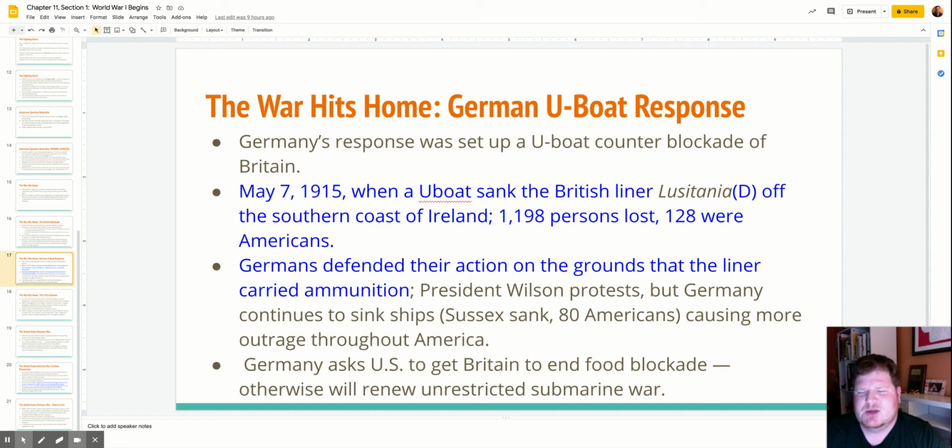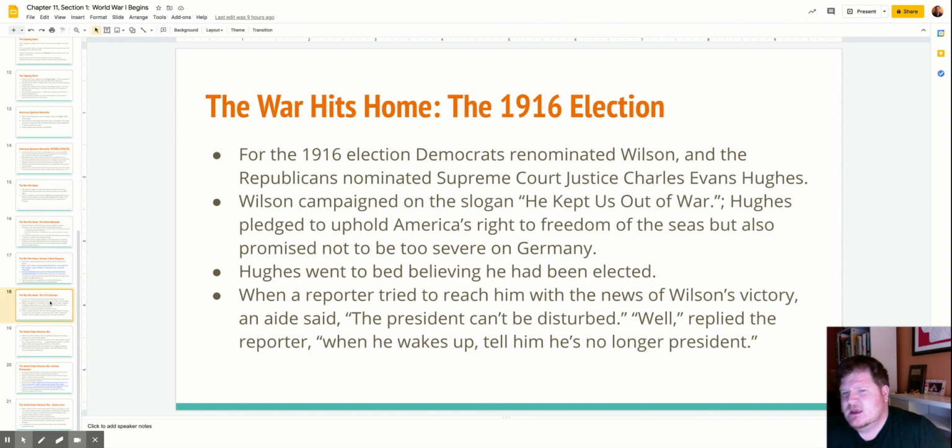But Germany asked the United States to get Britain to end the food blockade. Otherwise, they would continue with submarine warfare. We see, though, we have an election year around this time in 1916. Wilson is the Democratic candidate, and he's going up against Republican-nominated Supreme Court Justice Charles Evans Hughes. Wilson campaigned on the slogan, "He kept us out of war." Hughes was pledging to uphold America's right to freedom of the seas, but also promised not to be severe on Germany.